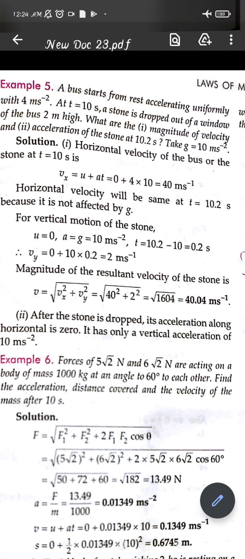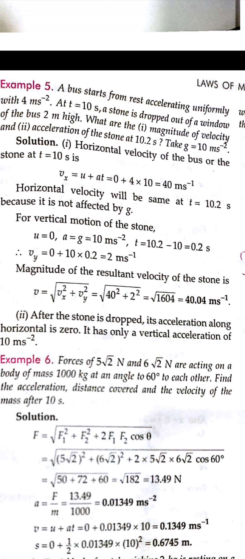And what else is written here? A stone is dropped out of a window of the bus, 2 meter high. See here, you are just throwing an object in the downward direction from a height, so it is moving in the vertical direction, so it will be affected by g. But in the horizontal direction, g is not working, it is not acted upon by the acceleration due to gravity. So g will be taken as 10.